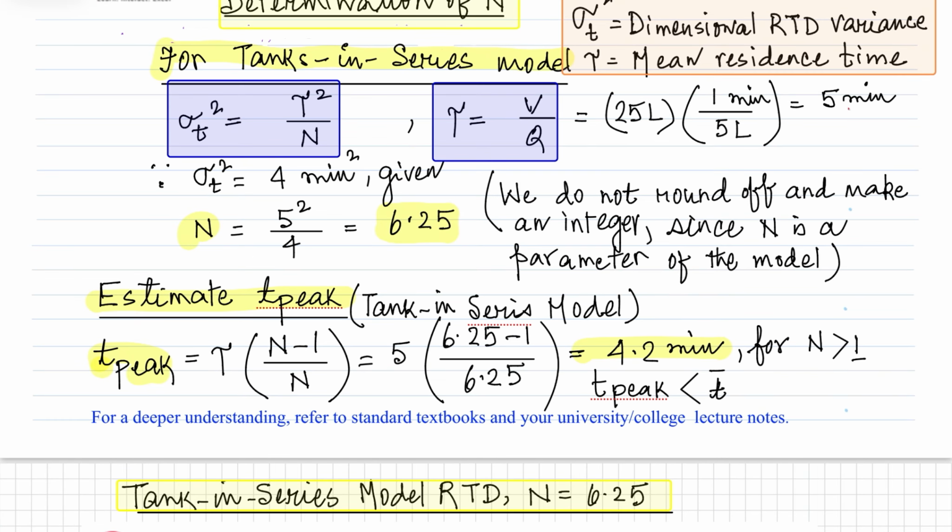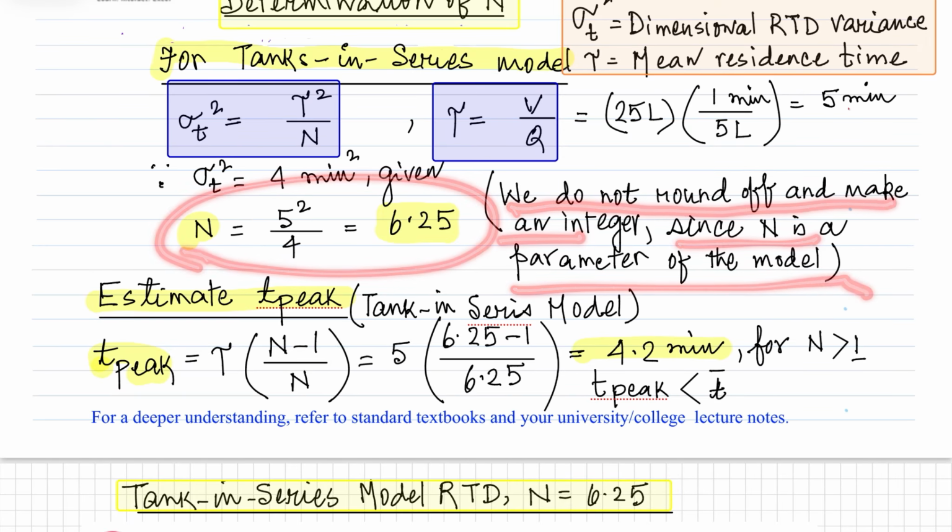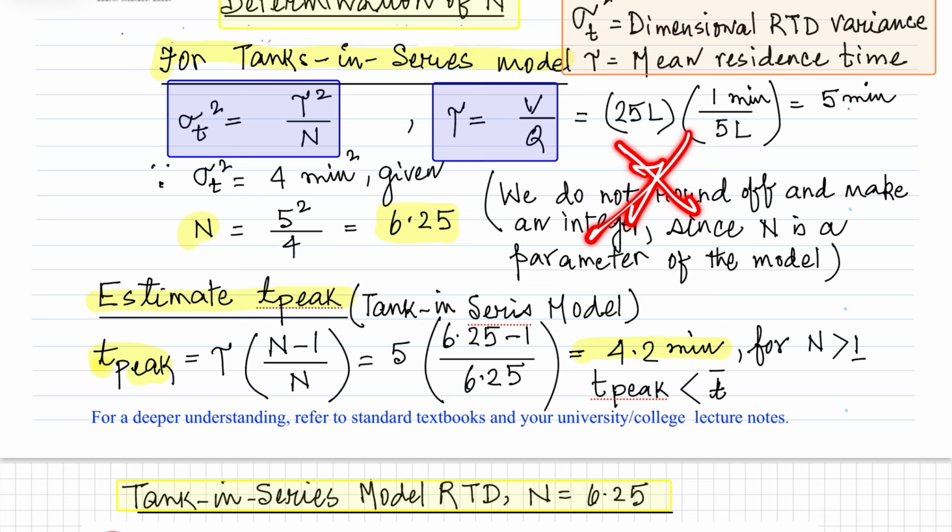Yes, so this n is 6.25. We do not round it off and make it an integer, since n is a parameter of the model. So we don't make it 7. We keep n as 6.25. It is just a parameter.